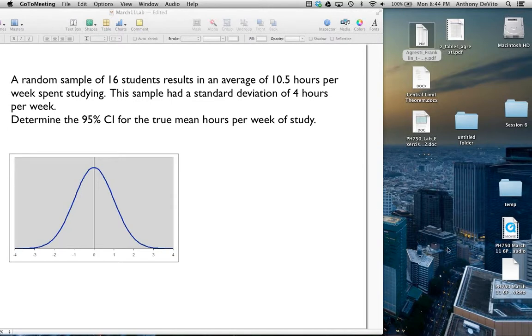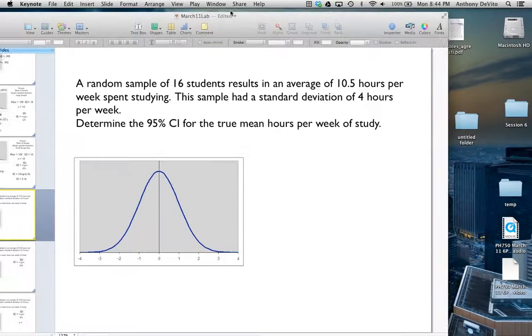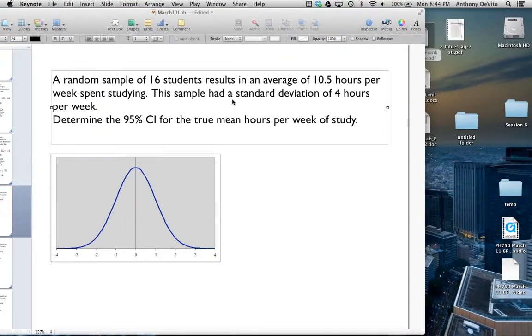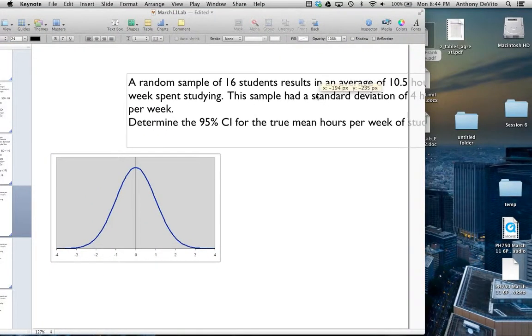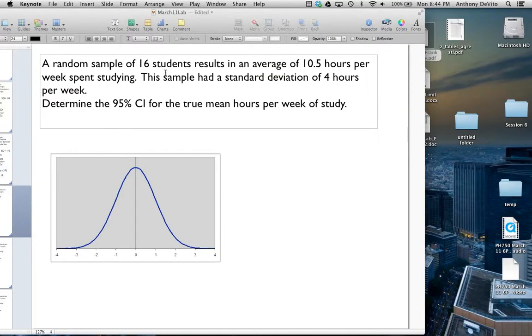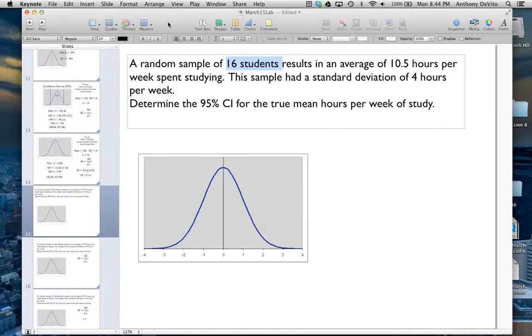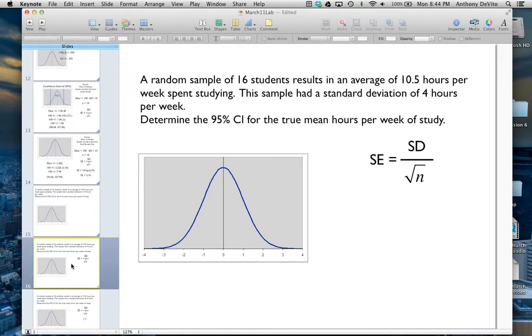100% said the t-score, and you recognized it correctly. We're dealing with a sample standard deviation, and we're dealing with a small sample of only 16 students. So we have to use the t-score. So let's calculate these various values.